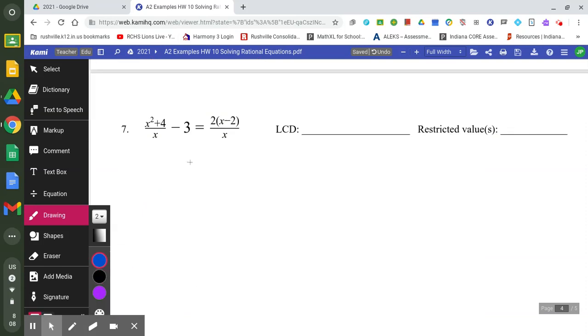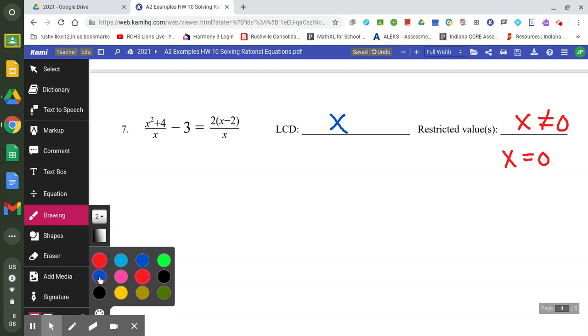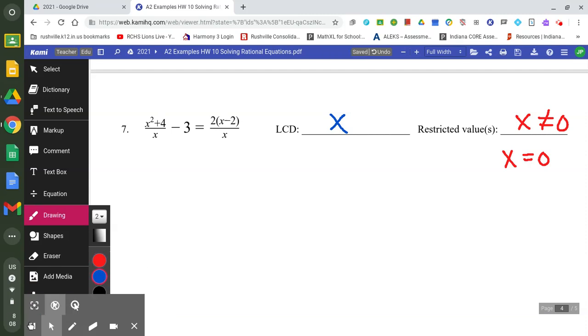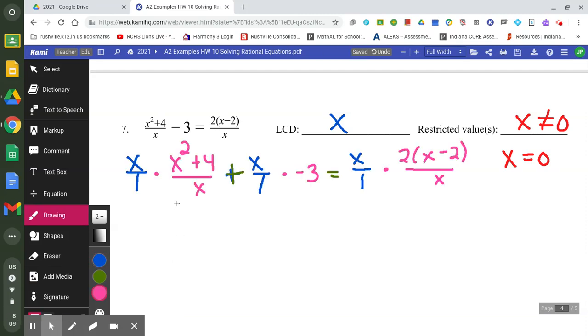Okay, again on number 7, my bottom number is an x, so that's my least common denominator. And again, my restricted value, I would put x equals 0, and so that means that x cannot be 0. So I'm going to set this problem up. Okay, so I've set everything up. And you notice here, I changed this minus to a plus right here, but I kept the 3 a negative.